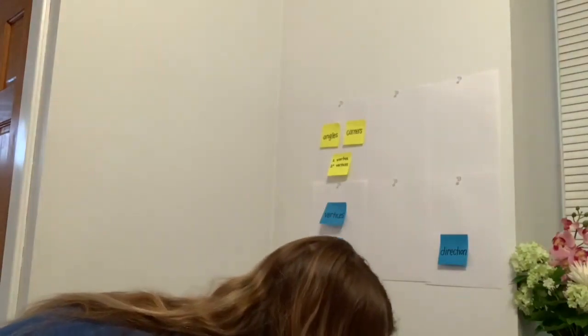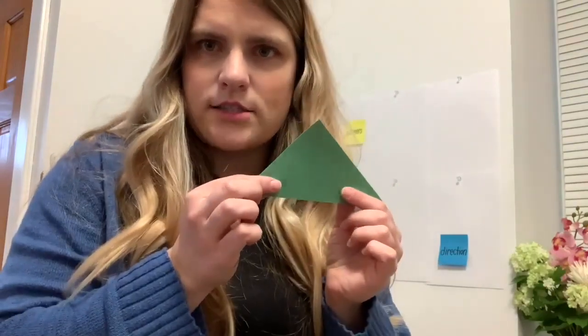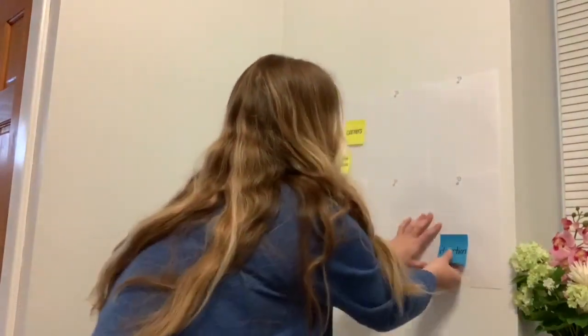What if I take this triangle and I do this? Yeah. Is it still a triangle? What about this? Now it's facing this way. Is it still a triangle? Yeah, the direction that the shape is facing doesn't change what shape it is. It's a non-defining attribute.